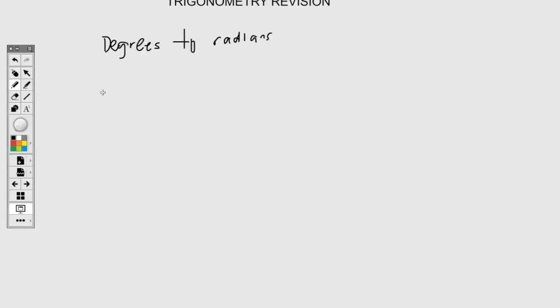Hi everyone, today I'll be looking at a few revision questions for trigonometry. First, I'm going to start off with converting from degrees to radians. So if I have, for example, 300 degrees and I need to convert this to radians, I will have to multiply this by pi over 180.